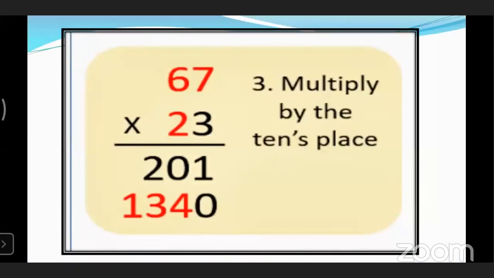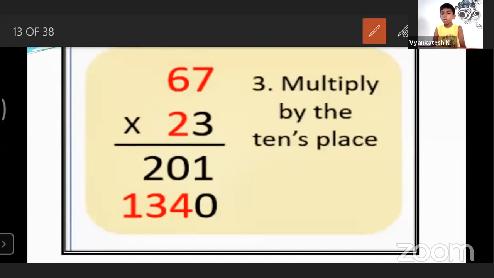Now step 3, multiply by the tens place. Now which number is at the tens place? This 2 is at the tens place, right? So already we have written 0 here. Now 2 multiplied by 7 we will do first, right? 2 7s are 14.